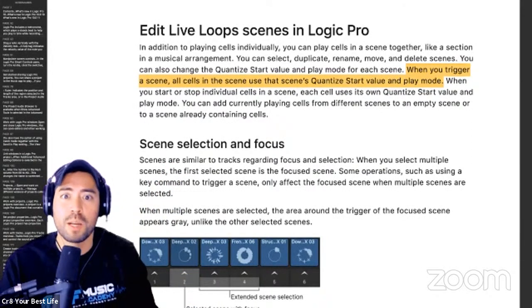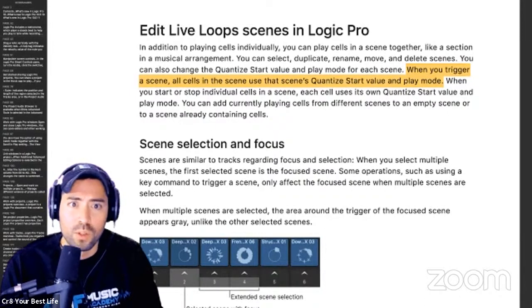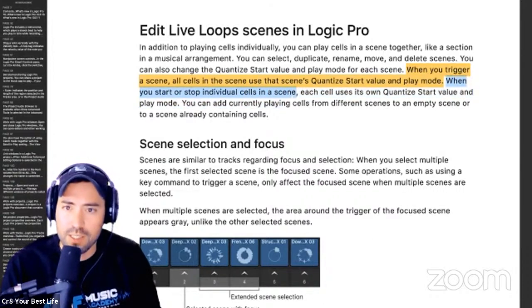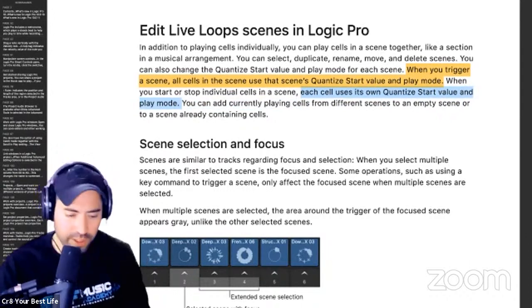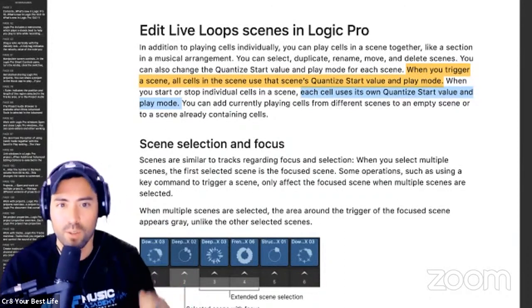When you start or stop individual cells in a scene, each cell uses its own Quantize Start value and play mode. So when you do stop these cells or scenes, each one of them is going to also have its value. We'll look at this a little bit more in a second, but essentially your scene can have its own settings, and then the individual cells can have their own settings as well.